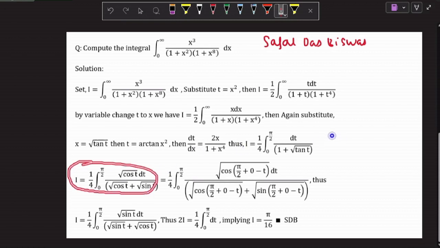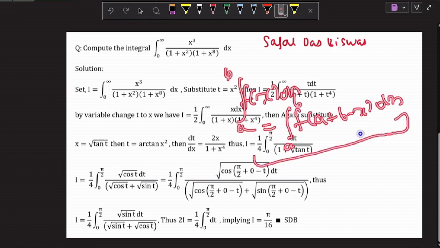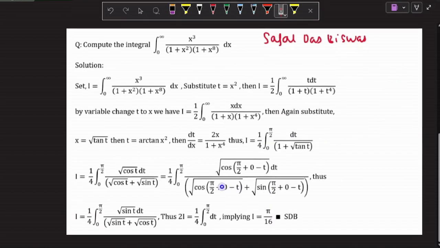And then we use the property that the integral of f of x dx from a to b is just equal to the integral of f of a plus b minus x dx from a to b, which is also called the King's rule. After doing this, we get I as this. Since both of them are equal, we simply add them, and then the denominator cancels out with the numerator, and we have just this thing left here, which gives us I as pi by 16, which is our answer.